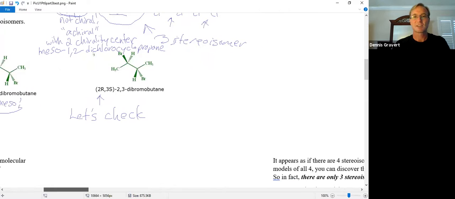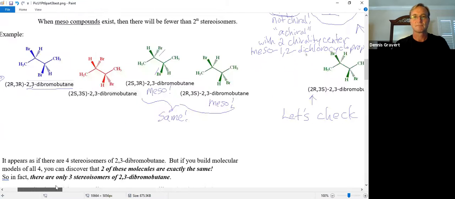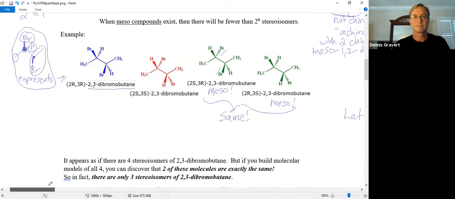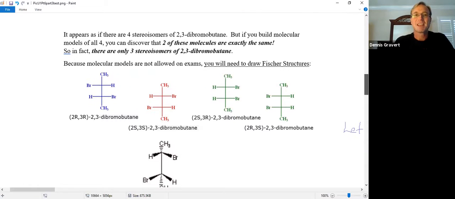Check the stereochemistry in a minute. Oh wait, where'd it go? Down here, Fischer drawings. I hid them down below the page. It's not hidden, it's just out of the way. Okay.